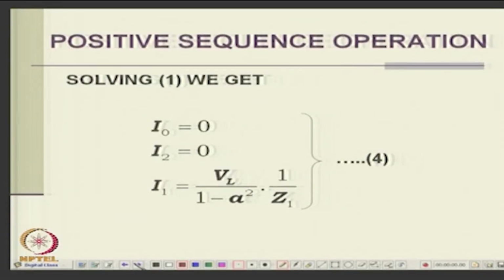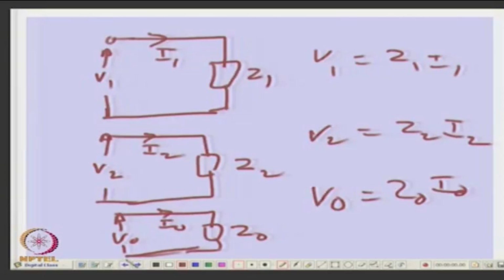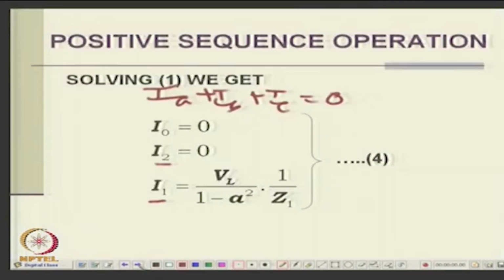For the case of a star connected machine, the sum of the 3 currents will be 0. IA plus IB plus IC is 0 because it is star connected and the neutral is open. Therefore, I naught is 0, and for positive sequence I 2 is also 0, because they will all be carrying positive sequence currents. Therefore, I 1 will be VL over 1 minus A square into Z 1. This is what you will get if you solve those equations.